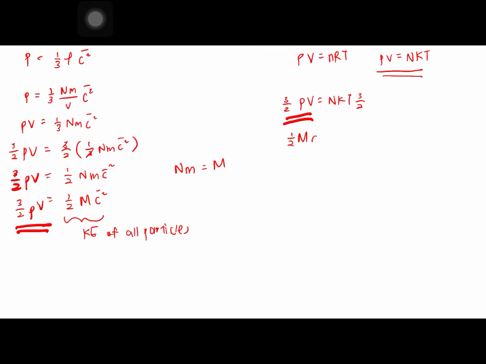So I have half mc square equals 3 over 2 nKT. Half mv square is our kinetic energy. 3 over 2, n is the number of particles, k is a constant, the Boltzmann constant. So these are all constants. Can you see that your KE is then proportional to your temperature?